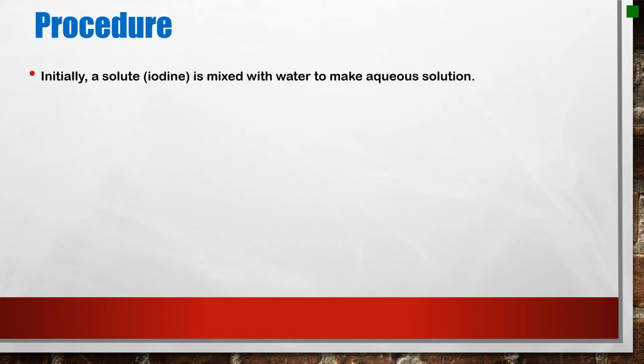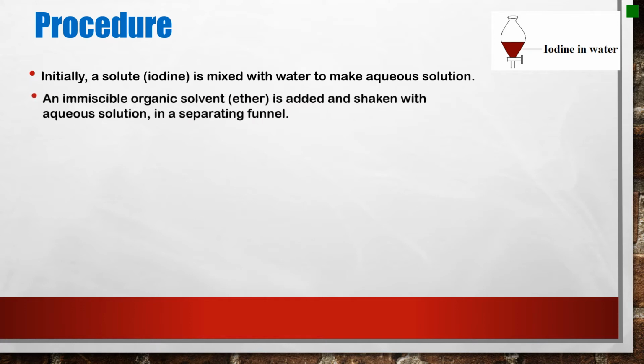Let's see step by step how solvent extraction can be carried out. As I have said before, initially the solute is mixed with one solvent. In most cases it is water. That's what we have here, iodine in water.